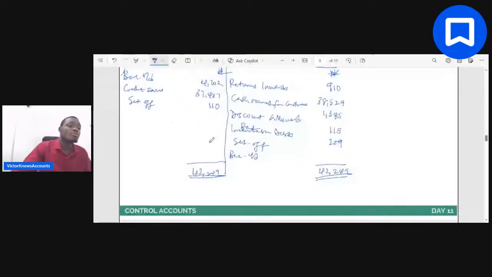So balance carried down is 42,249 minus 41,108. That gives us 1,141. Do you understand that? So we can bring it down here as at July 1. Balance brought down, 1,141.